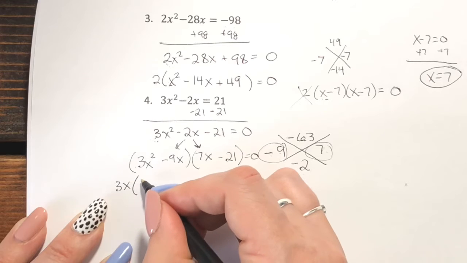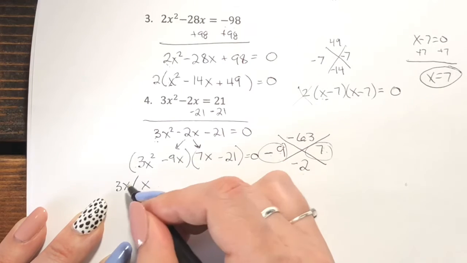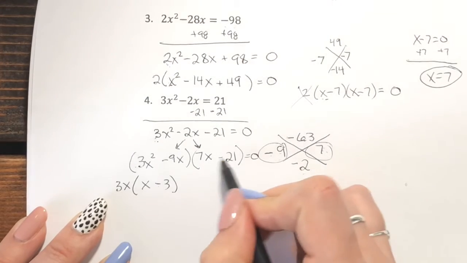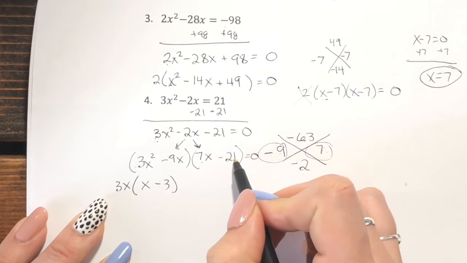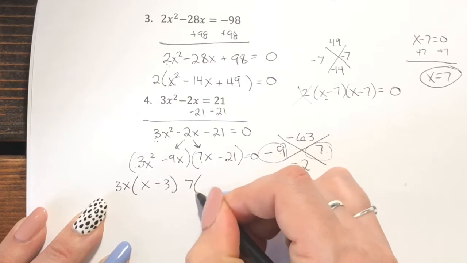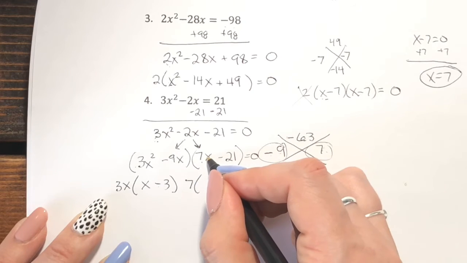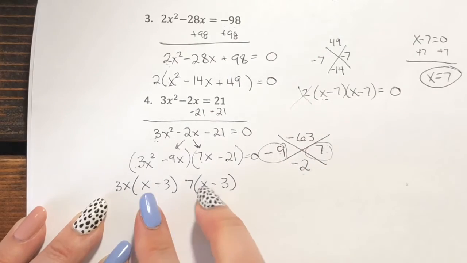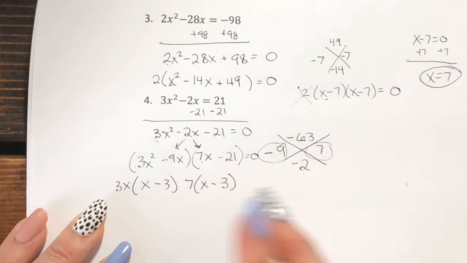3x squared divided by 3x is x, and negative 9x divided by 3x is a negative 3. And then now let's do our second group. For 7x and negative 21, there's a 7 in common. So if I divide each of these by 7, I get x minus 3. Again, your check is to make sure these match, which they do, so we're good.